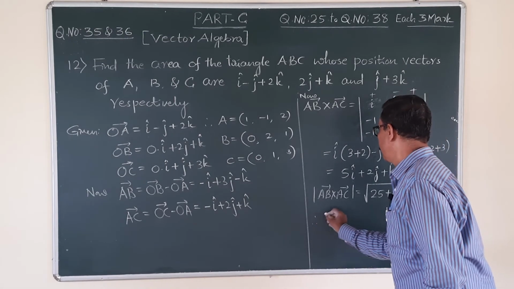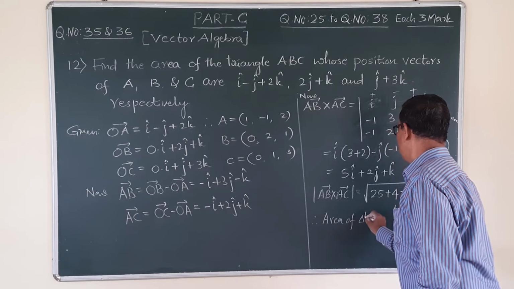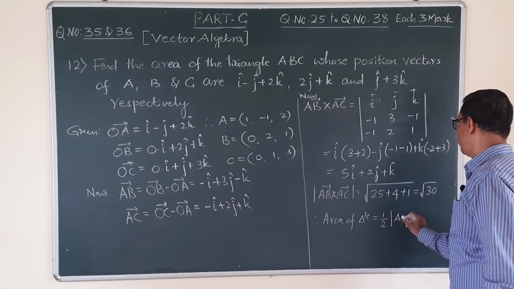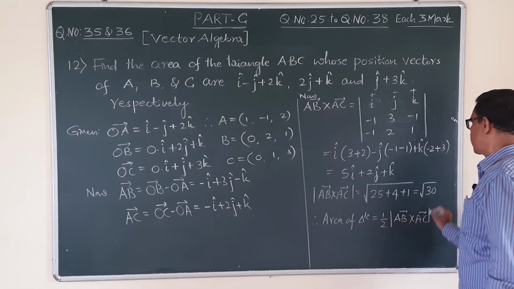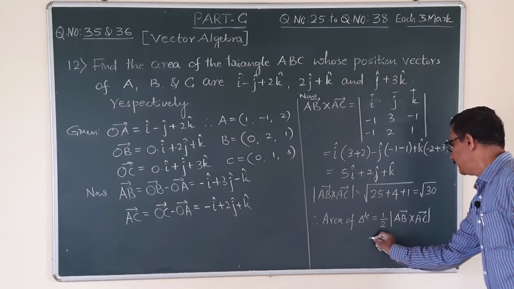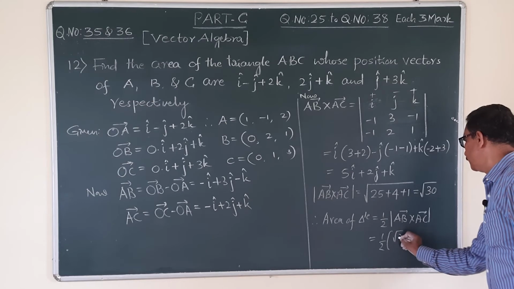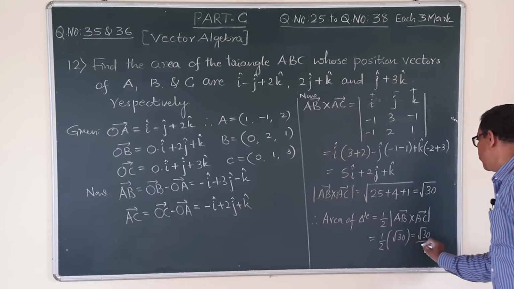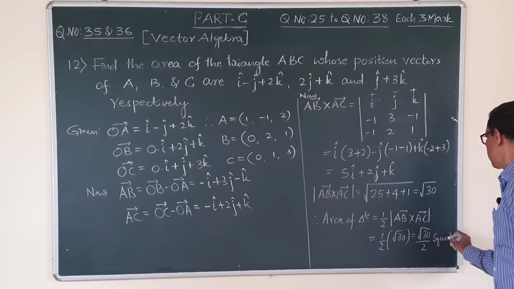So therefore, area of triangle is equal to, remember that formula, 1/2 into magnitude of AB cross AC. That is 1/2 into magnitude of AB cross AC, whose value is root 30, that is root 30 divided by 2 square units.